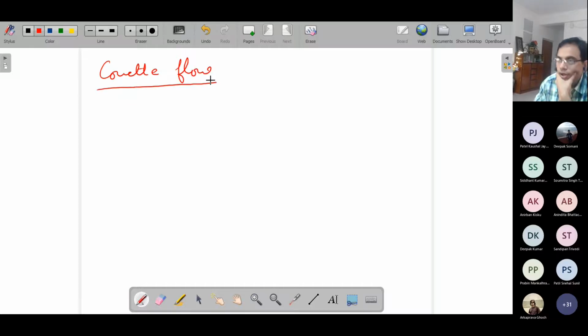Okay. So the next example that we will talk about is the Couette flow. Couette flow, it is classically described by the following. So you have two parallel plates and there is a viscous fluid of viscosity mu between the two plates. The top plate is pulled towards, say, the right.